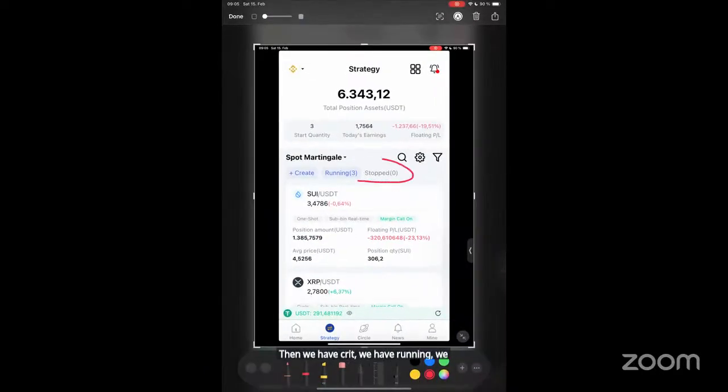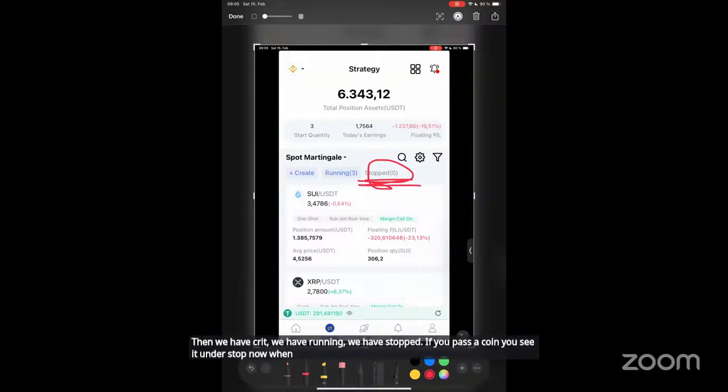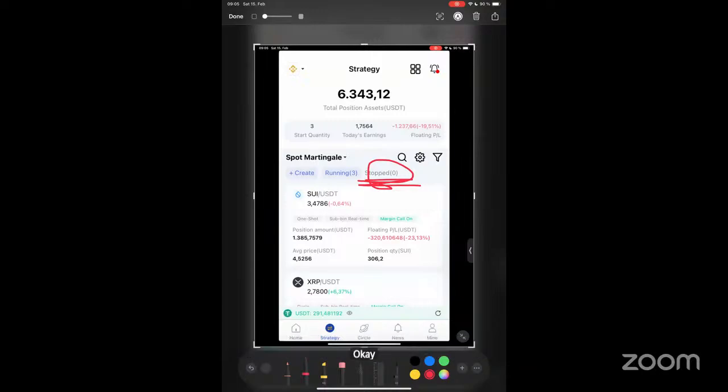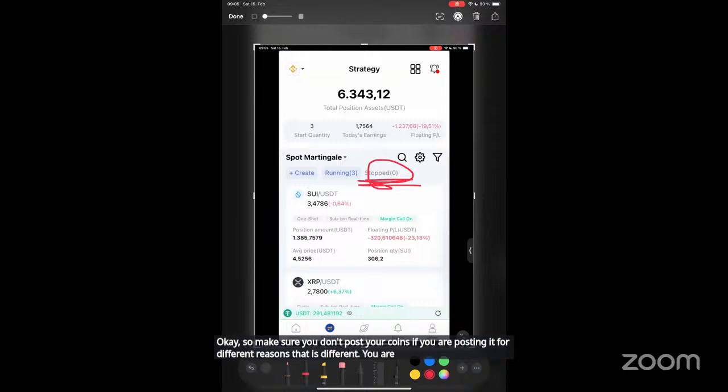If you pause a coin, you see it under stop. Now, when you pause a coin, the coin cannot buy if it's supposed to buy. It cannot sell if it's supposed to sell. So make sure you don't pause your coins. If you are pausing it for different reasons, that is different. You are pausing to take a lot of profit. You want to take more than 30%, then you can pause your trades.